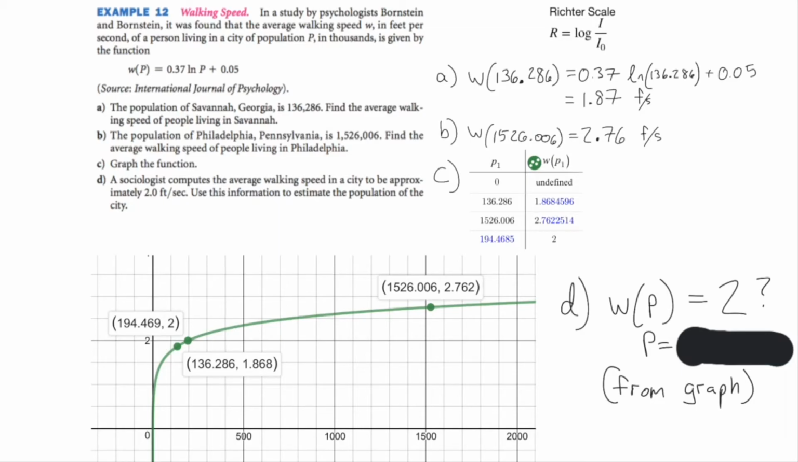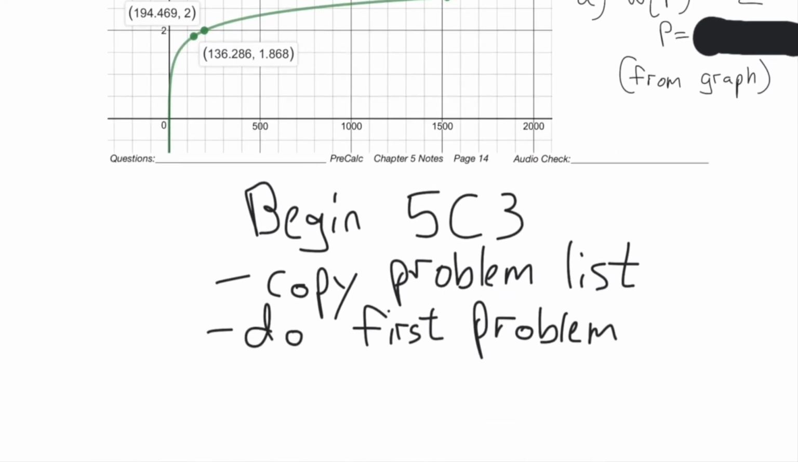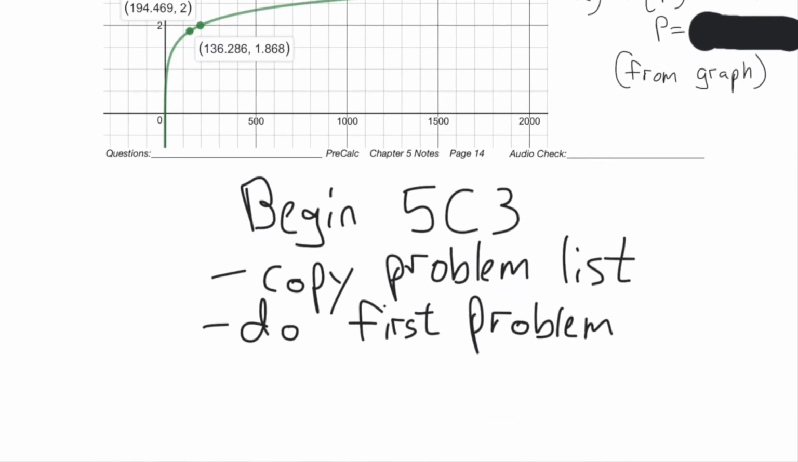And so what I want you to do is to look at this graph. The number appears in 2 different places, but I want you to figure out what population is going to produce a walking speed of 2. And you can look at it on the graph or even on the table. And then after that, I want you to begin assignment 5C3, copy the problem list, and do the first problem, and I will see you in class.